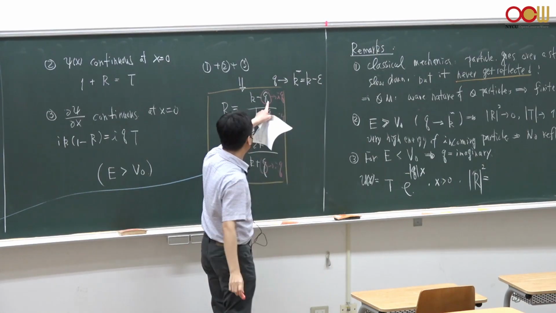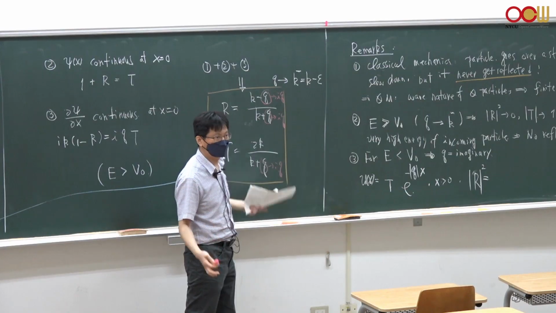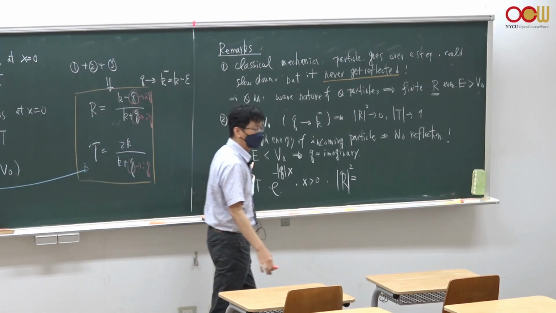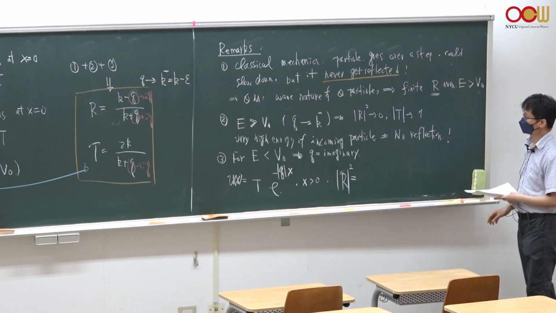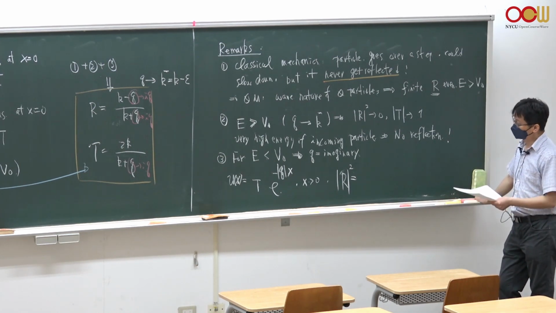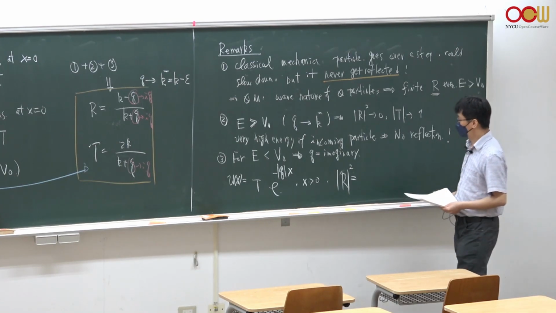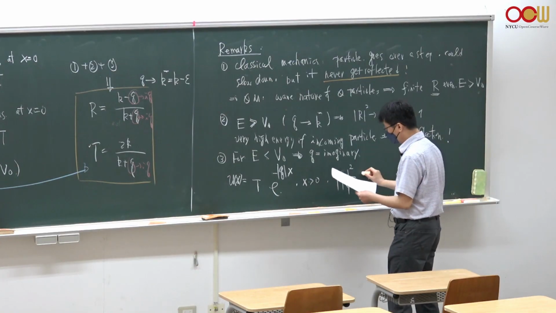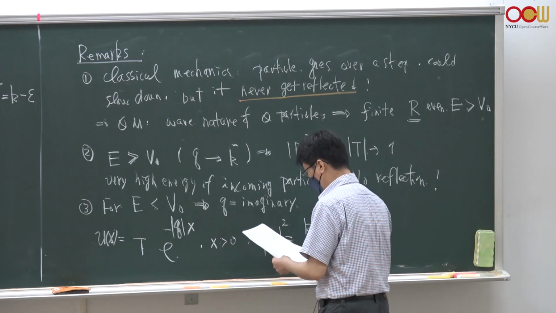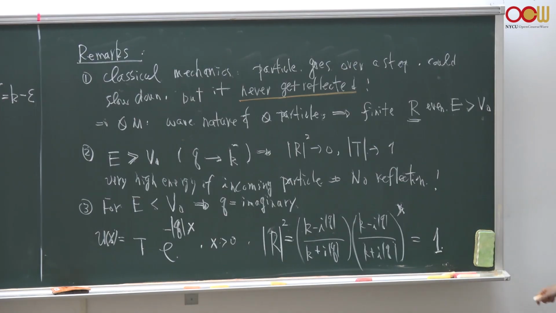So if you simply replace Q by I times Q, it is also the solution in the case when energy capital E is less than V0. So this is also a solution. You can check that. Okay, so let's just take this for granted, and we plug in this square of the reflection coefficient, capital R squared, and we'll get this result. Magically, this gives you 1.